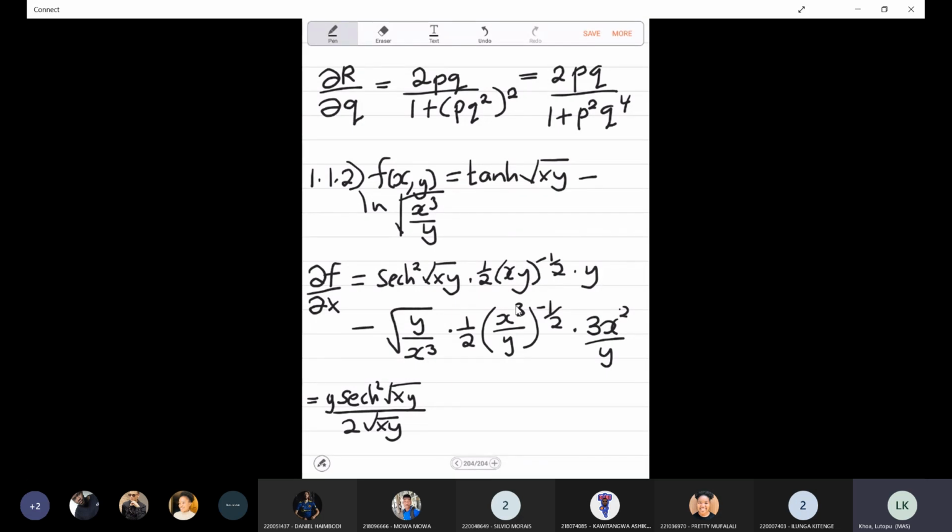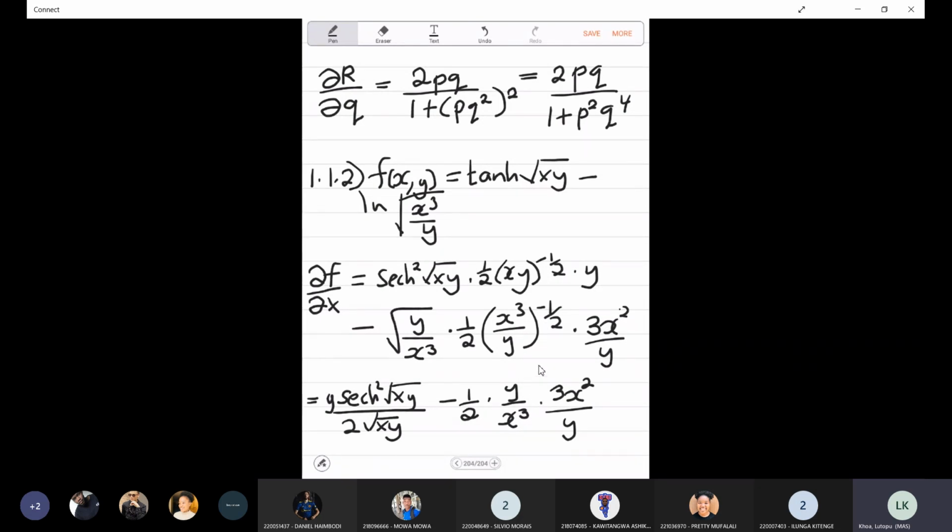Then for the second fraction, here this is x cubed over y to the power of minus half rather. So this square root and this one are exactly the same. So when I multiply them, the square root will cancel. So what I have is minus a half times y over x to the power of 3 times 3x squared over y. Okay, and then we can see what can cancel.